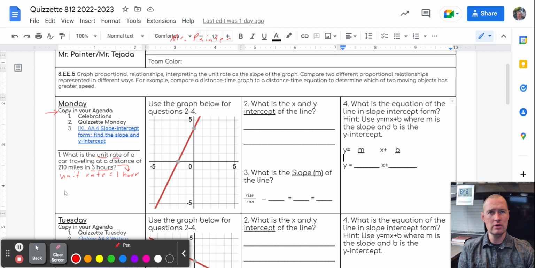So what I need to do to find the unit rate is divide 3 into 210. Now, it is very reasonable to say that you should not need a calculator for this. So you should be able to divide. So just a friendly reminder when dividing, you're going to put the small number on the outside of the house and the 210 on the inside.